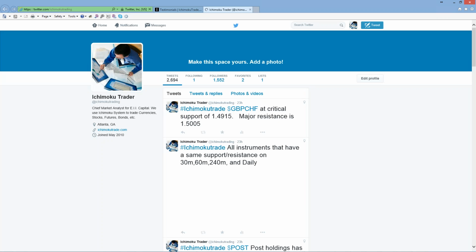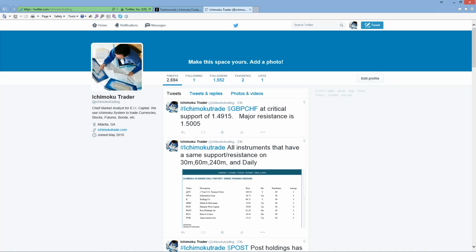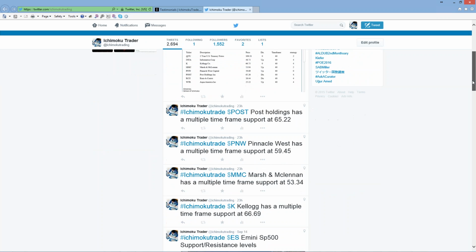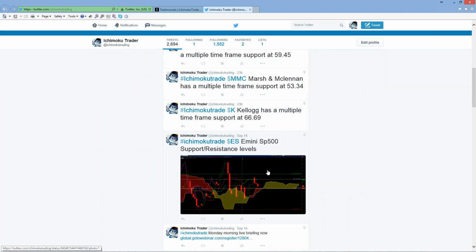If you click on Twitter here, you can see this trade here. You can see various information here, and then I'm blogging here. You'll see a chart here. There's the E-mini. This is basically the support and resistance levels for day trading and things like that.